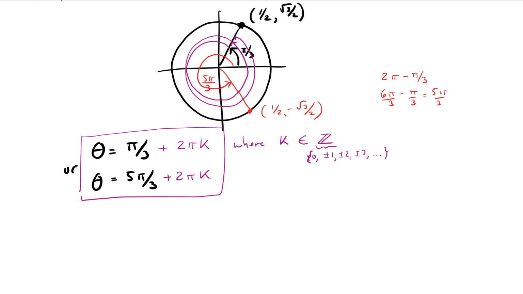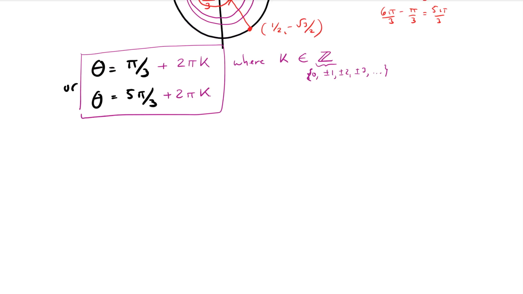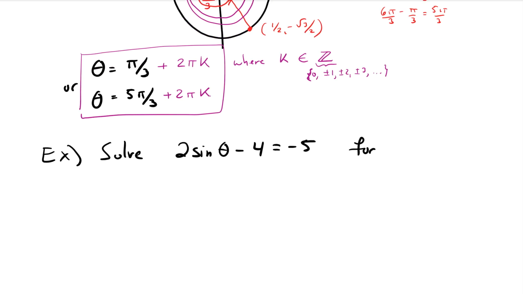So I'll show you another example. Now we're going to solve 2 sine theta minus 4 equals minus 5. Okay, but this time we'll restrict the interval where we want our angles. So it's all the angles between minus 2 pi and 2 pi.